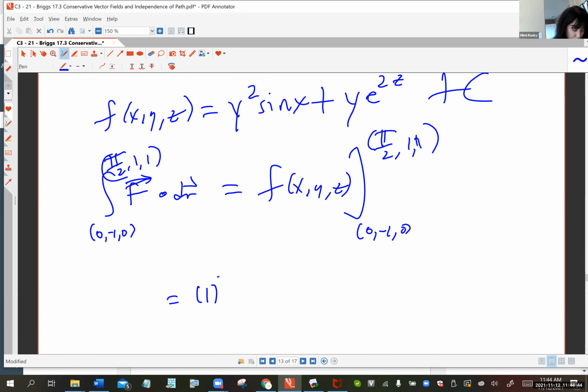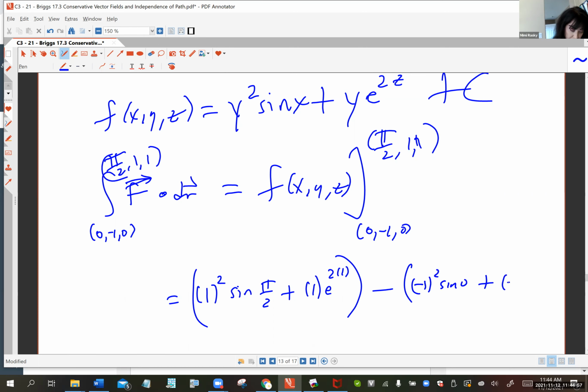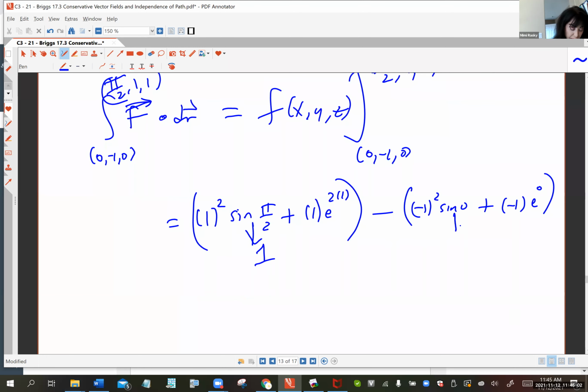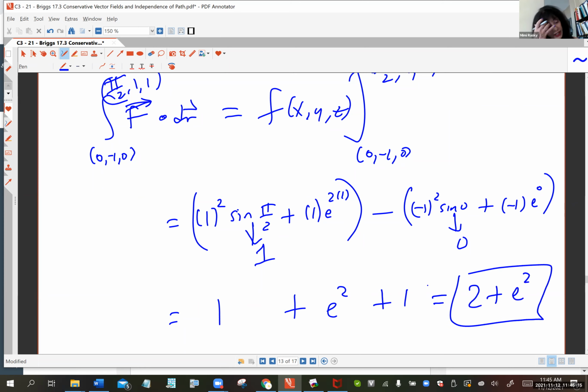So you're going to go 1 squared sine pi halves plus 1 e to the 2 times 1, minus negative 1 squared sine 0 plus negative 1 e to the 0 power. Sine of pi halves is nice, it's 1, but sine of 0 is 0. So this is going to end up being kind of a weird answer. It's 1 plus e squared, then minus minus a 1 is plus 1. So we get 2 plus e squared is the final answer. That's the exact answer. Okay, pretty weird, but that is the result of the line integral.